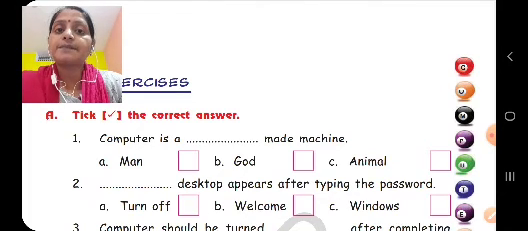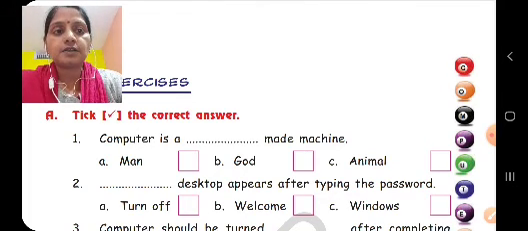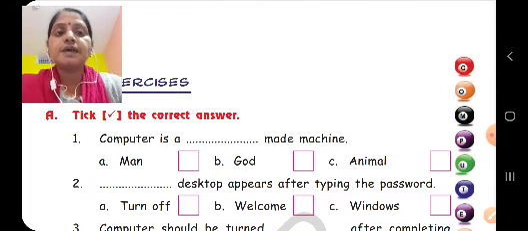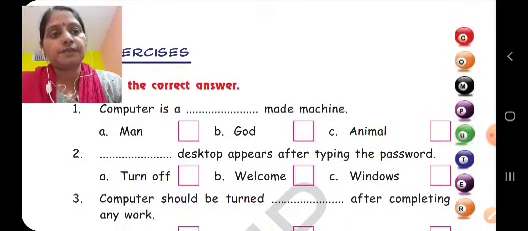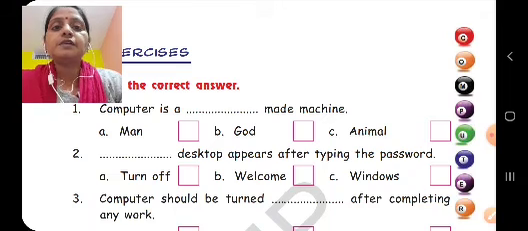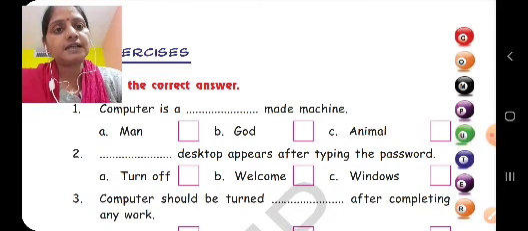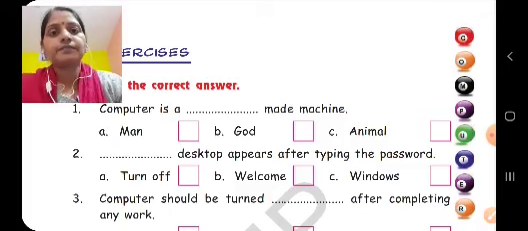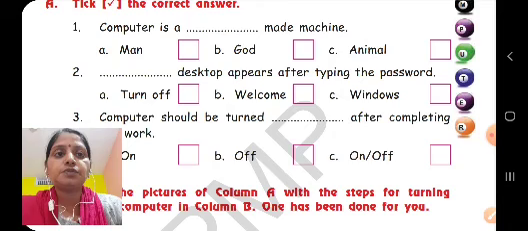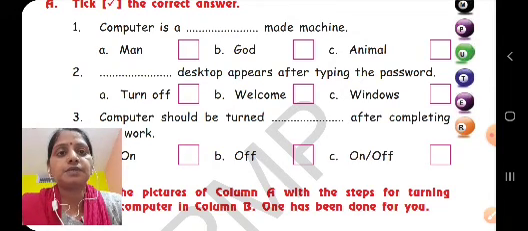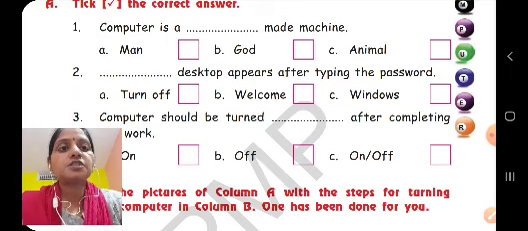बच्चों, हमारा पहला क्वेश्चन है टिक द करेक्ट आंसर. इसमें हमारे पास 3 क्वेश्चंस है और हर क्वेश्चन के साथ 3-3 ऑप्शन है. तो हम यहाँ पे इन क्वेश्चन में दिए गए ऑप्शन में जो भी सही है उसके आगे सही का निशान लगाएंगे. तो चलिए हम पहले इसे पूरा करते हैं. तो हमारा पहला क्वेश्चन है कंप्यूटर इज़ अ डैश मेड मशीन.